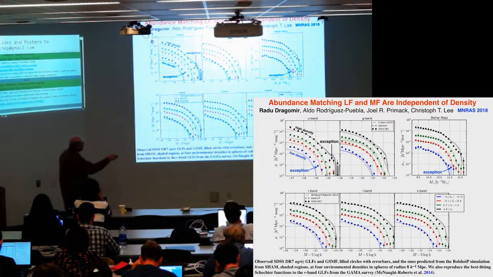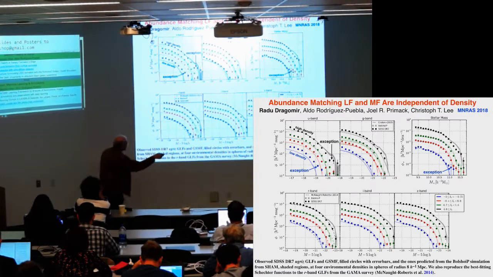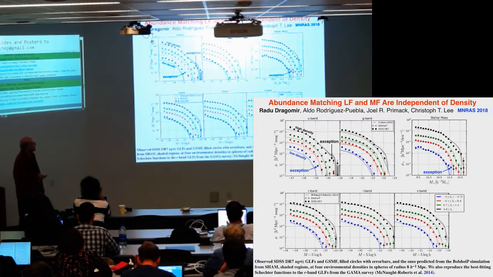But aside from that, in every other band, and for the stellar mass, except for this low-density region at the highest star formation, highest stellar masses, there's really no dependence on density.